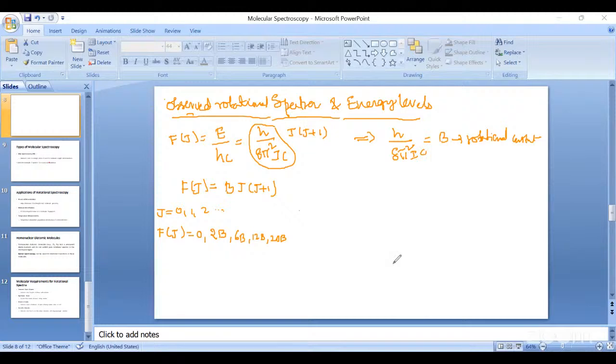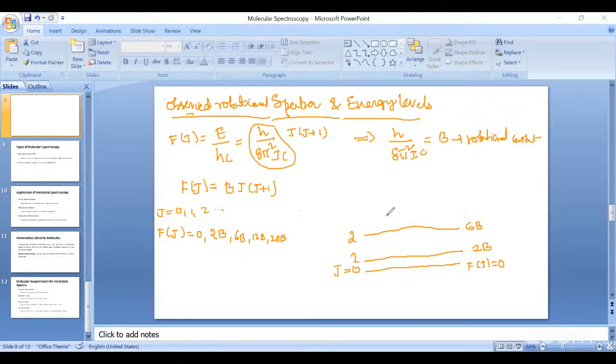If we draw the rotational energy levels, initially when J is equal to 0, F of J is equal to 0. When we take J equal to 1, F of J is 2B. And when we take J equal to 2, F of J is 6B.